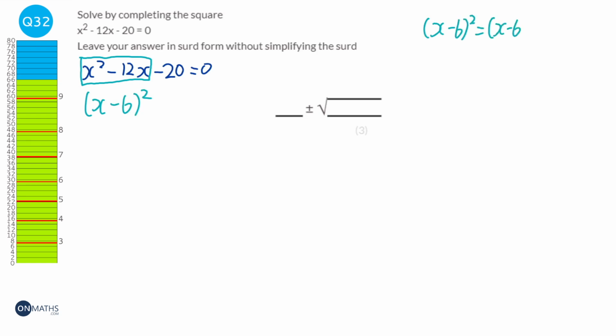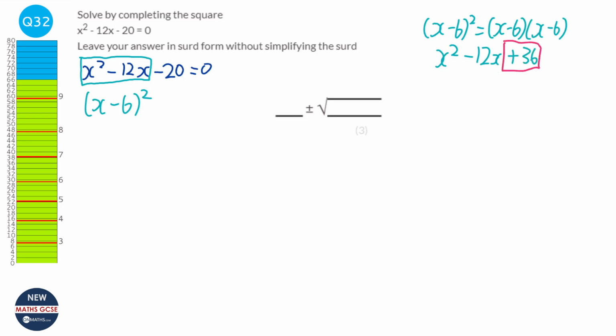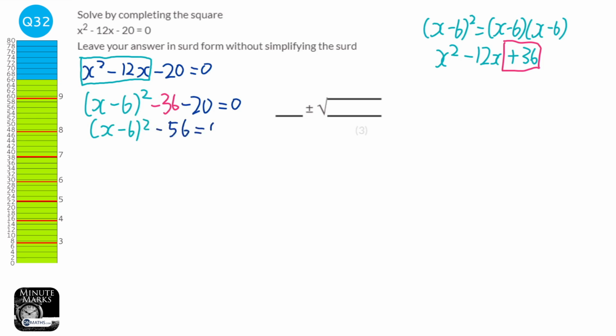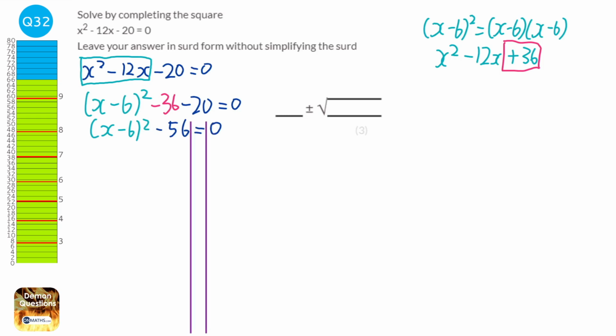So it'd be x minus 6, x minus 6, and that would be x squared minus 12x plus 36. So this creates a plus 36 we need to get rid of, so we're going to take away 36. Then we've got the minus 20 from the question, and then it's an equation, so we get it equals 0. And then finally we've got x minus 6 squared. Add the minus 36 and the minus 20 together, and you get minus 56 equals 0.